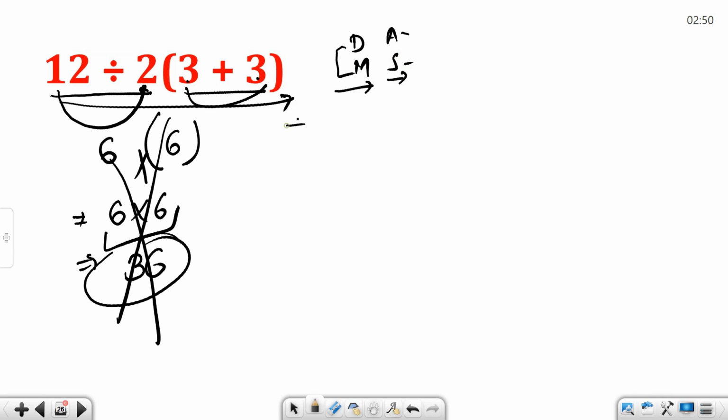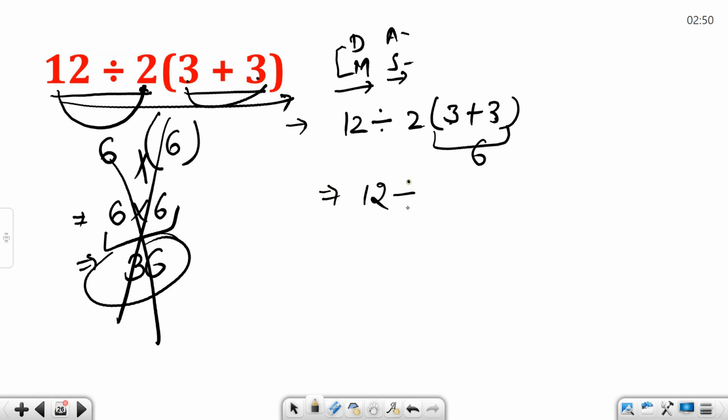So let's write the question again. 12 divided by 2 bracket 3 plus 3, according to the BODMAS rule. First, we'll solve the bracket. 3 plus 3 is 6. Now, 12 divided by 2 bracket 6. Now, 12 divided by, we'll remove the bracket and put multiplication. 2 times 6.